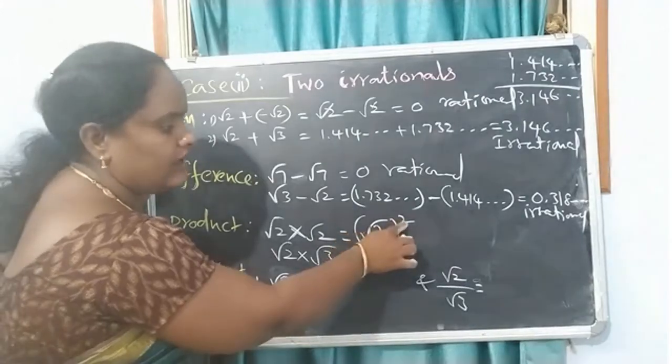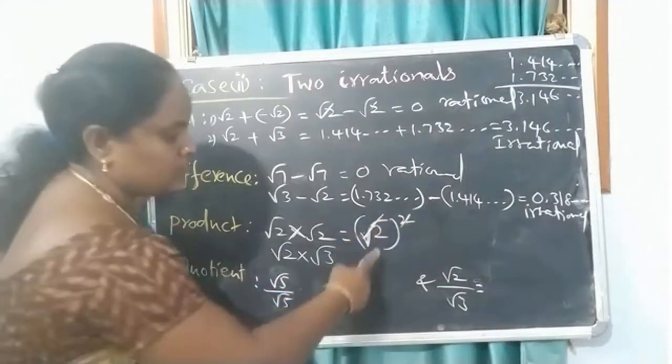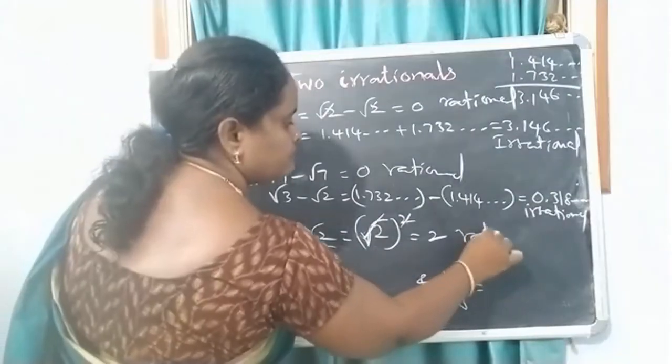2 is the order and power is 2. If both are the same, we can cancel. So what is the number left out? 2. 2 is rational. It is not in the root form.